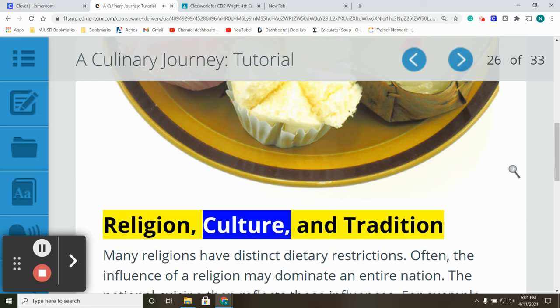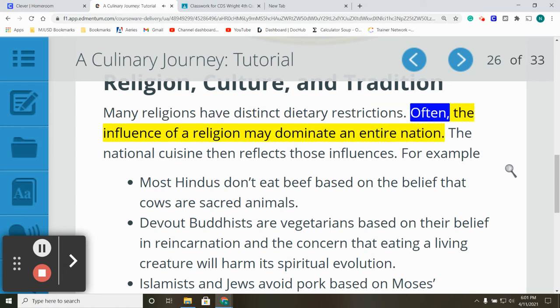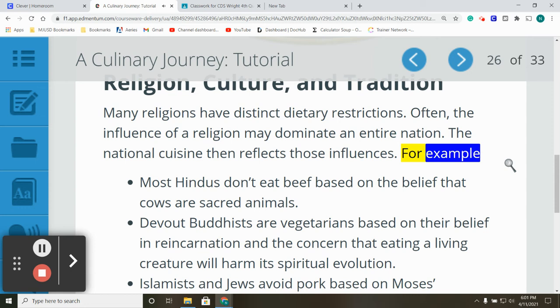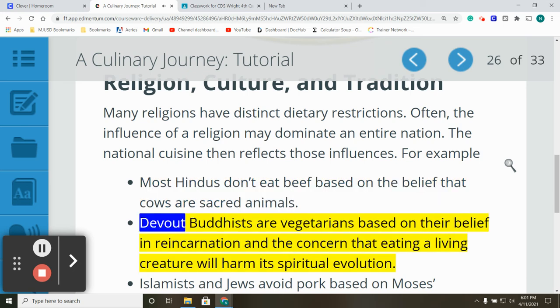Religion, culture, and tradition. Many religions have distinct dietary restrictions. Often, the influence of a religion may dominate an entire nation. The national cuisine then reflects those influences. For example, most Hindus don't eat beef based on the belief that cows are sacred animals.